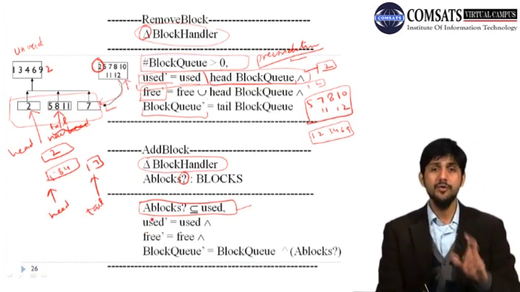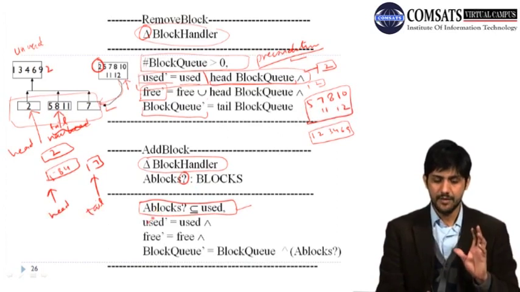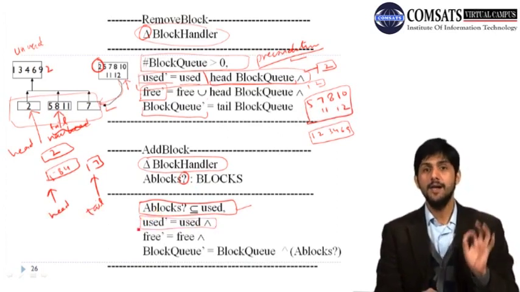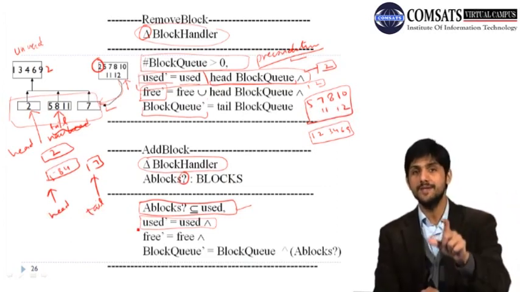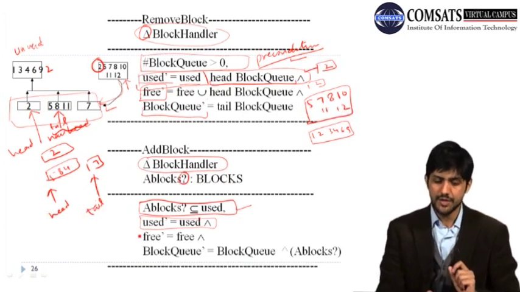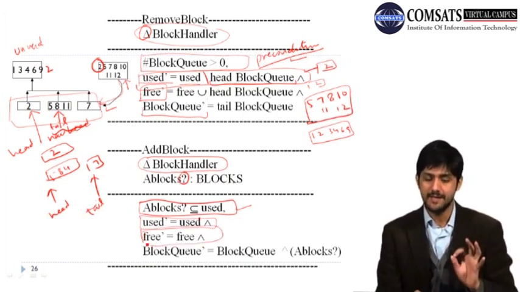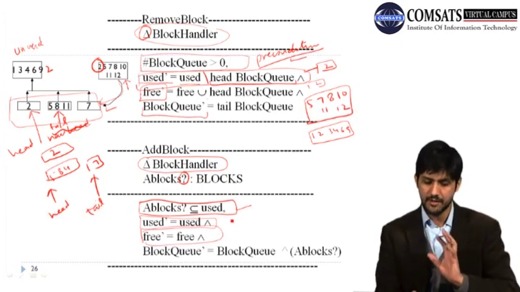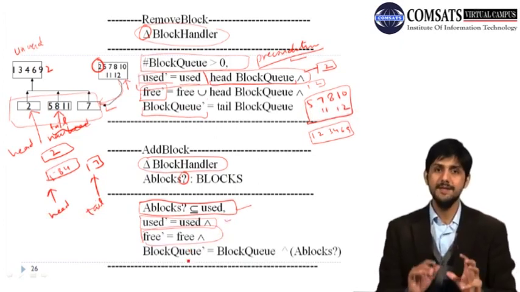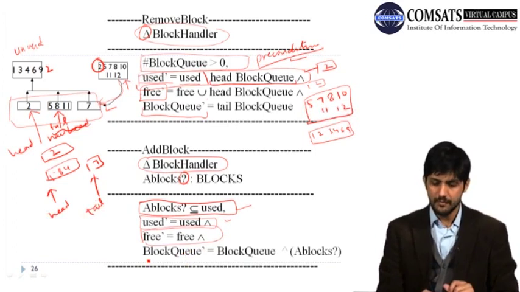So there is not going to be any change in the set of used blocks, because we are just adding them to the queue. And remember, unless and until these blocks are added to the set of free blocks, we do not delete them from the set of used blocks. So there is no change in the state of these two sets. The new used is equal to used and the new free is equal to free. So we're mentioning that, but there is a change in the queue.